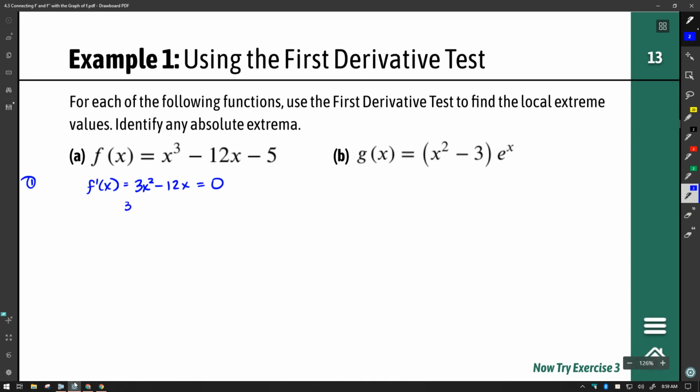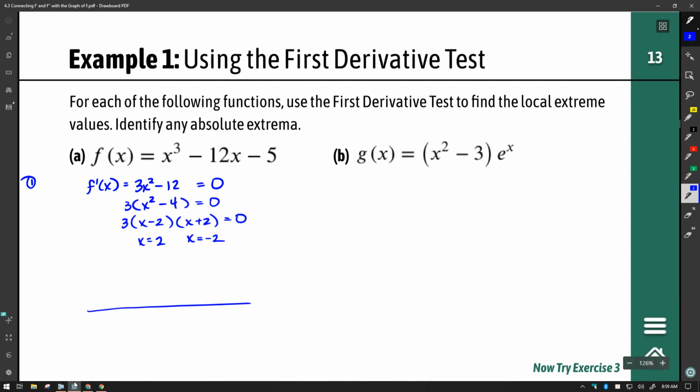So we'll take out a 3. That leaves us with x squared minus 4. I messed up the derivative here. That should be just minus 12. So then x squared minus 4, set it equal to 0. Keep factoring. x squared minus 4 factors into x minus 2 times x plus 2. So that means we have a critical value at x equals 2 and another critical value at x equals negative 2.